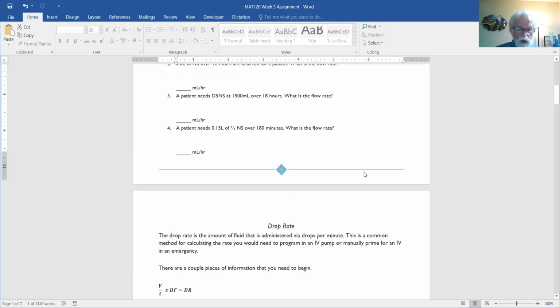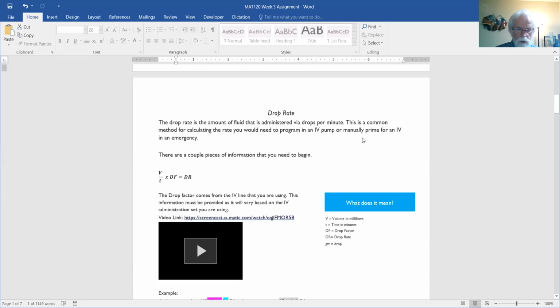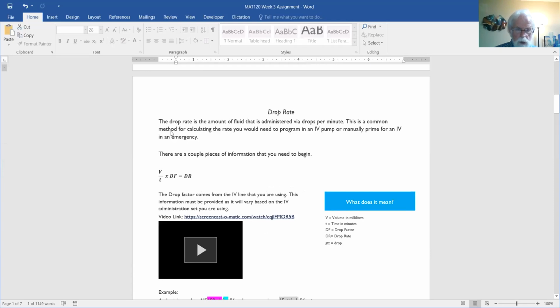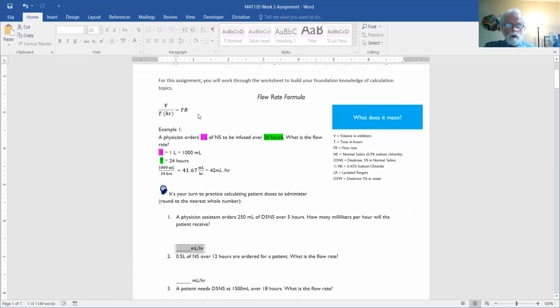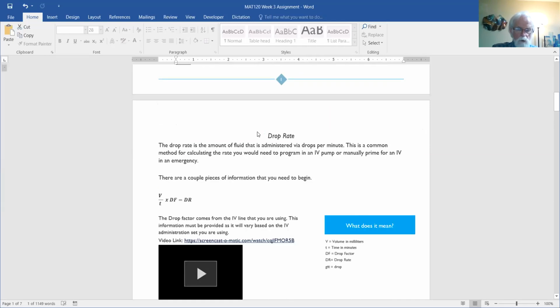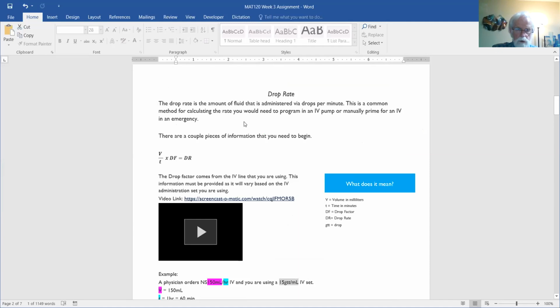So let's take a look now at drop rate. In this particular case, it's a similar formula. Remember the rate, if we go back up here, flow rate, or FR, is volume over time. They used a capital T because that tells us it's hours. We go down to drop rate. We want to know drops per minute.